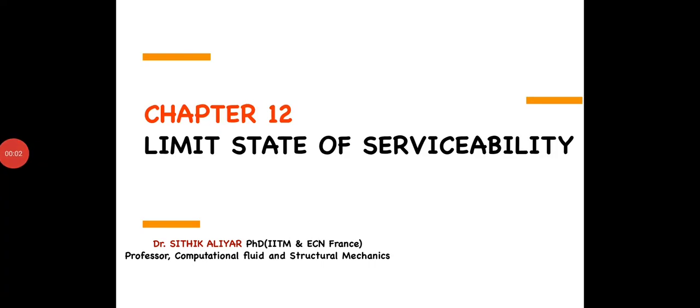Hello, welcome all. We are in chapter 12, limit state of serviceability. I hope that from the beginning we have seen limit state of collapse: how to design a beam, how to design singly reinforced and doubly reinforced beams, and how to design and analyze flanged beams, with extra care about shear and bond. We have seen everything.